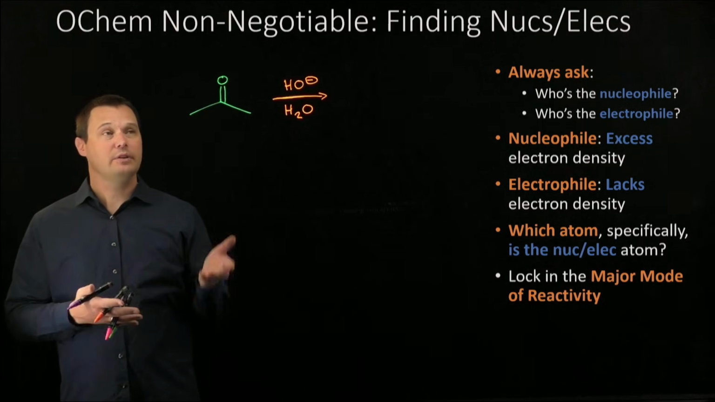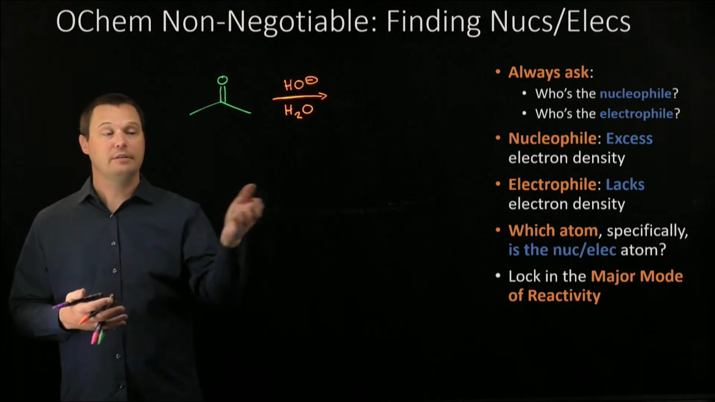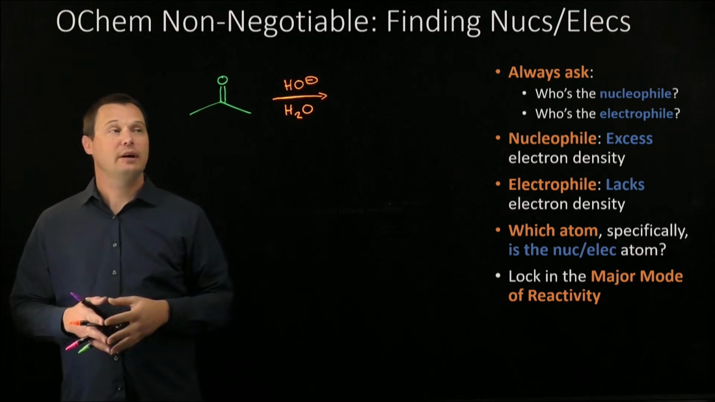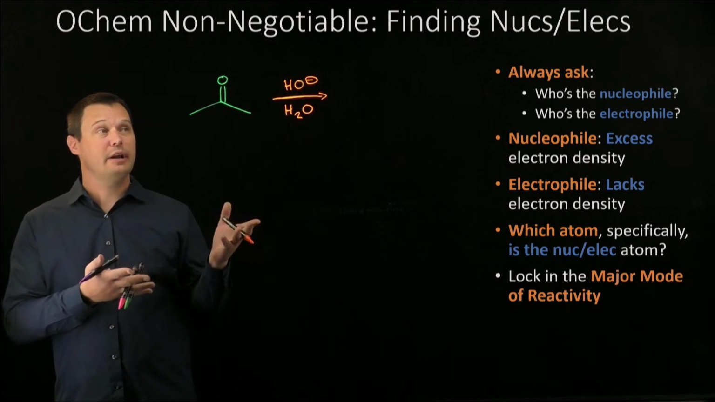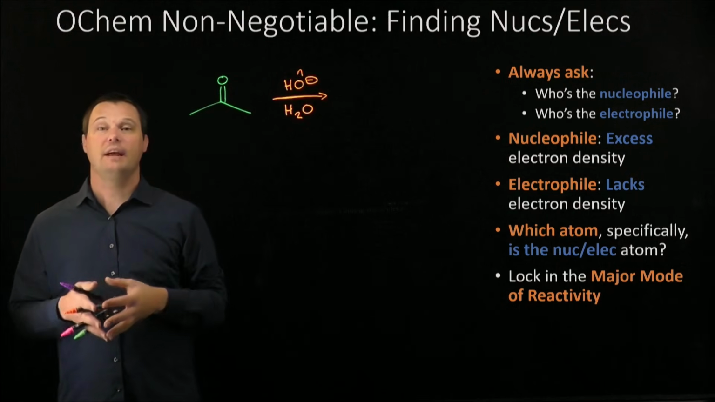Take a second, pause the video, see if you can find the nucleophilic atom and the electrophilic atom in this system and predict the first step of this mechanism. Here we have acetone plus hydroxide in water as a solvent. What stands out to me is that big negative charge on hydroxide. The oxygen of hydroxide will be our nucleophilic atom. It has the excess electron density.